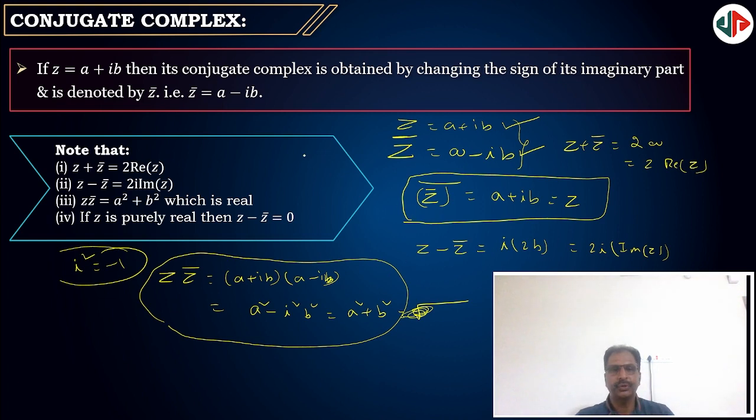Next, we say that Z is purely real when you don't have any imaginary part, B is 0. If Z is A, what will be Z bar? That is also A. Then what is Z minus Z bar? 0. So Z minus Z bar will always be 0 if Z is purely real. That is a condition.